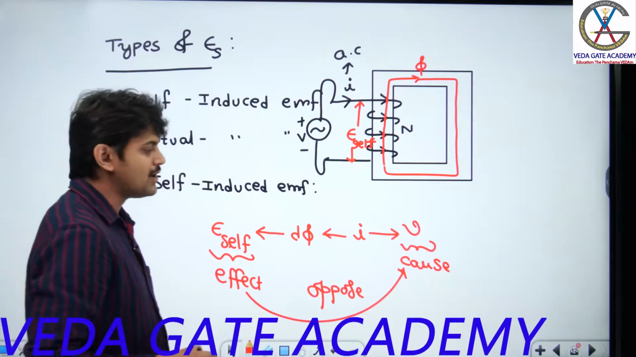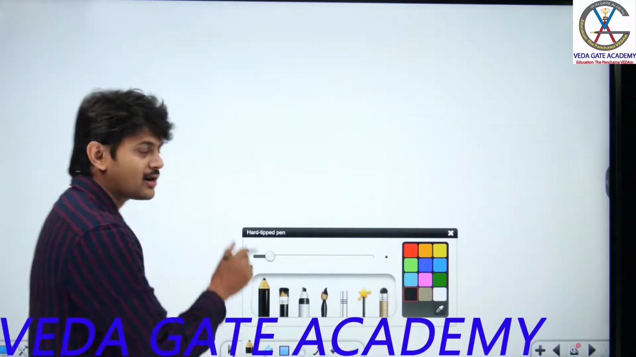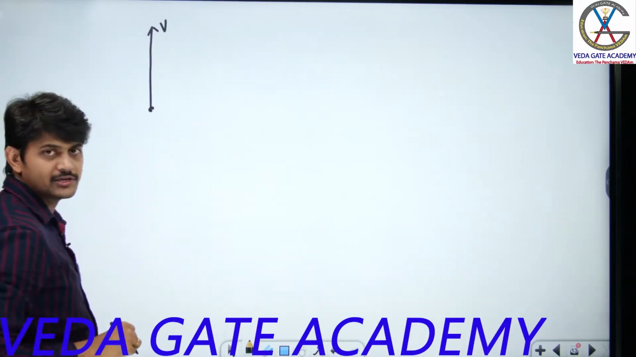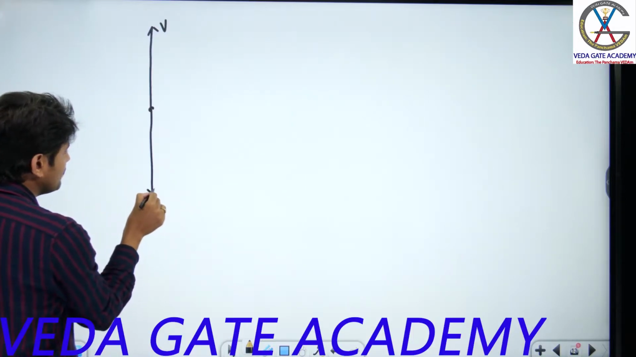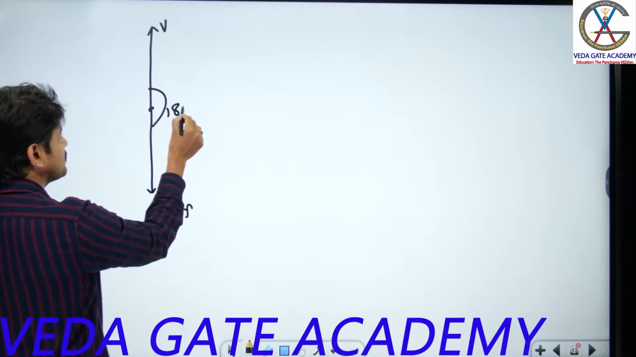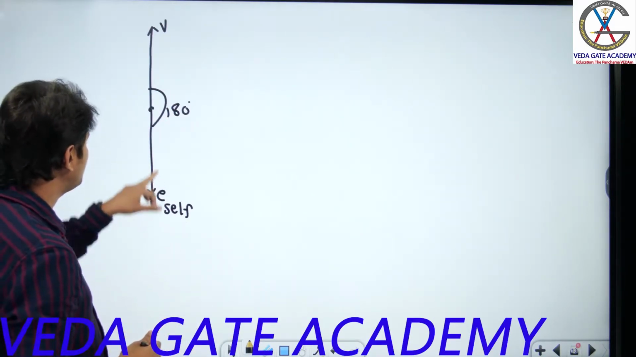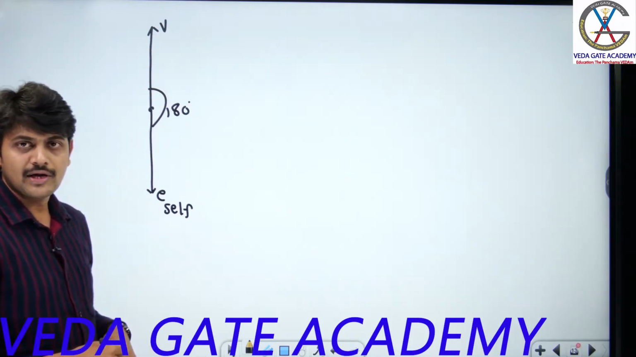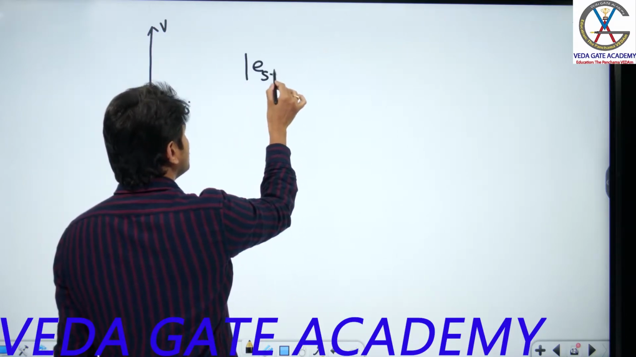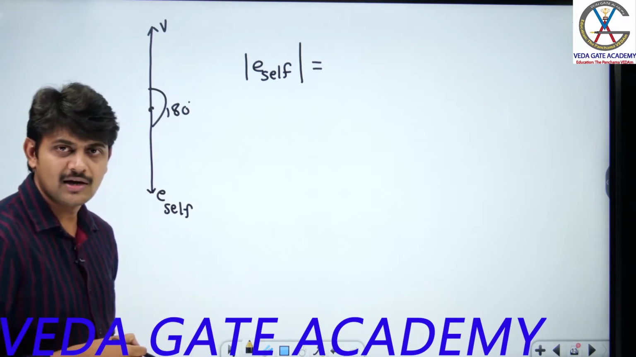So that means if this is my applied voltage vector in this direction, I can say my self-induced EMF vector will be exactly 180 degrees out of phase with respect to the applied voltage because they are opposing each other. My self-induced EMF will oppose the applied voltage. And already we know that the magnitude of self or mutually induced EMF, because these are statically induced EMFs, will be obtained by Faraday's second law.